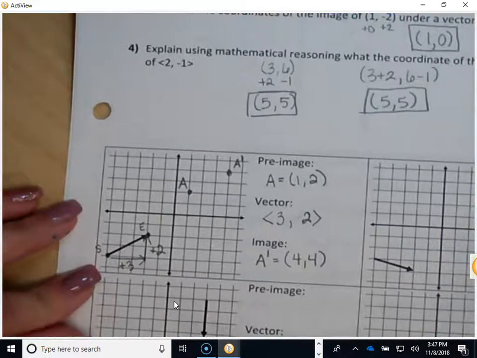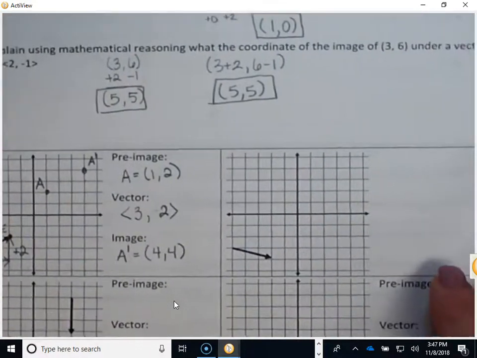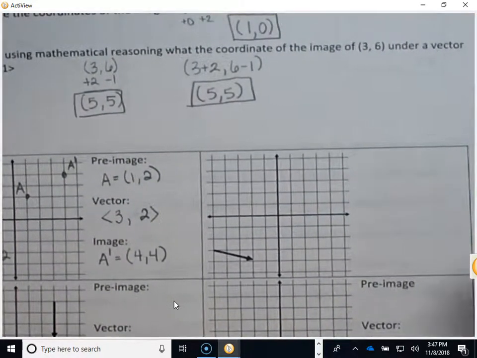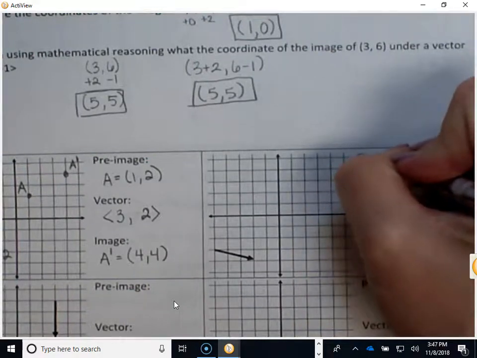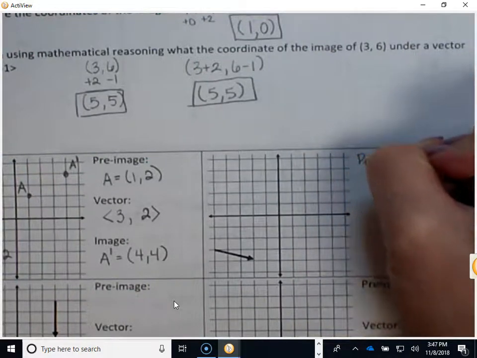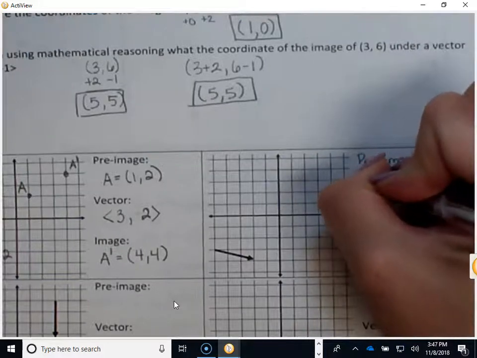All right, let's do another one. For the second one here, I'm going to put point B. Somehow we lost our pre-image information here. So I'm going to write pre-image is point B at negative 3, 4.